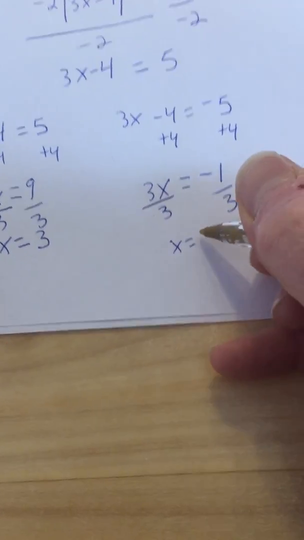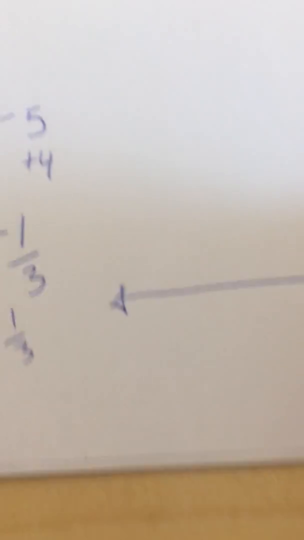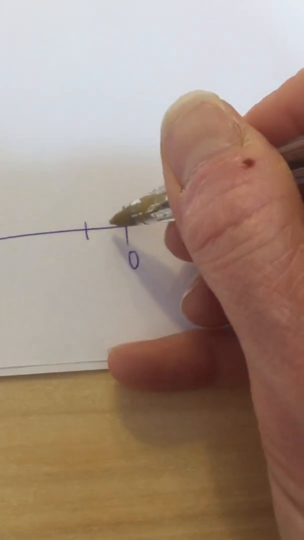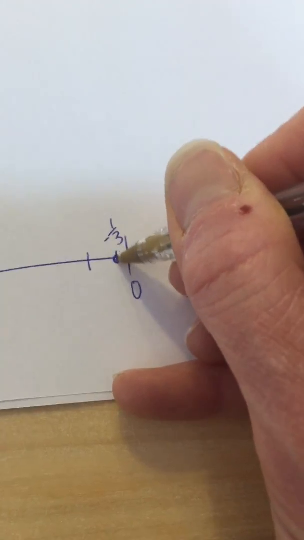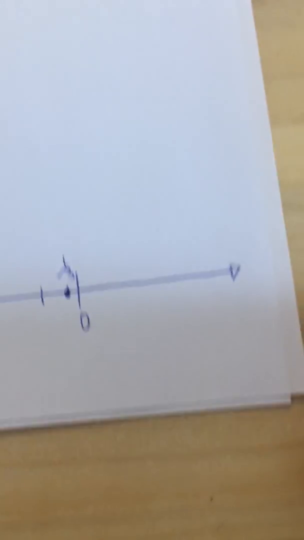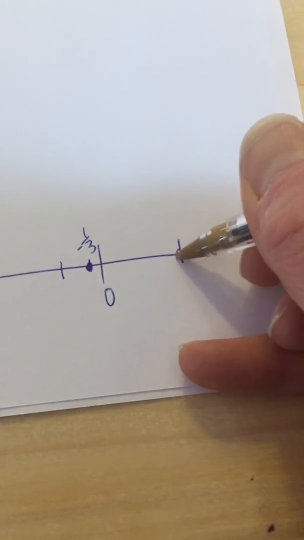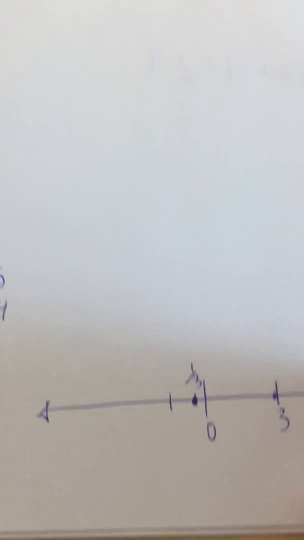So x equals -1/3. So if I draw my number line, I'm going to have 0 here, and then really close to 0 in between 1, I'm going to have -1/3, and I'm going to put a dot here because it could be there. Or it could be up here, x could be at +3 as well. So you have those as your answer.